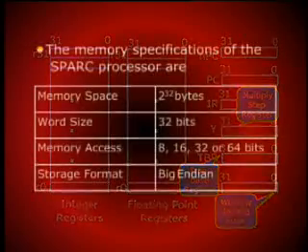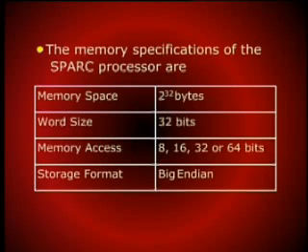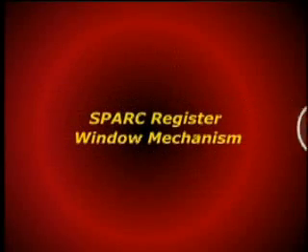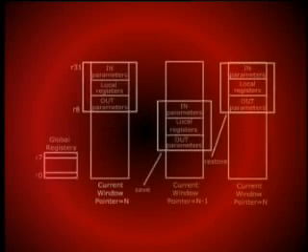slides. Now, we have just said that the total memory space available with the Spark is 2 raised to power 32 bytes. The word size is 32 bits. The memory access could be 1 byte, 2 bytes, 4 bytes, or 8 bytes. The storage format is big endian. The concept of Spark register window mechanism is shown in the following slide.